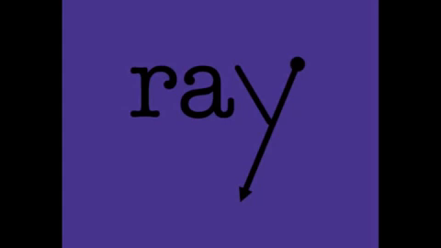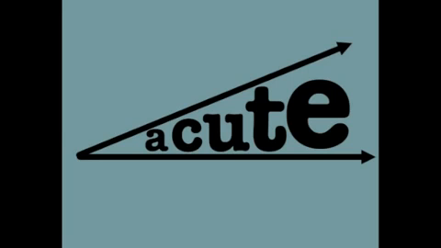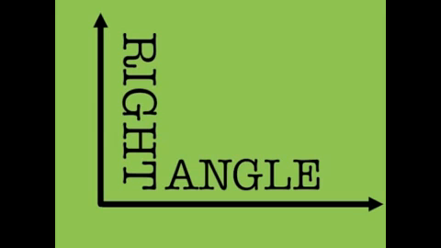A ray continues forever in one direction, like a water stream shot with every straight projection. An angle is formed by two rays from a vertex. An acute angle is cute and little, says the index. An obtuse angle's very big and huge. A right angle likes it only 90.